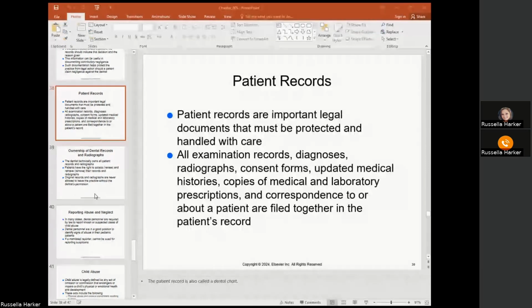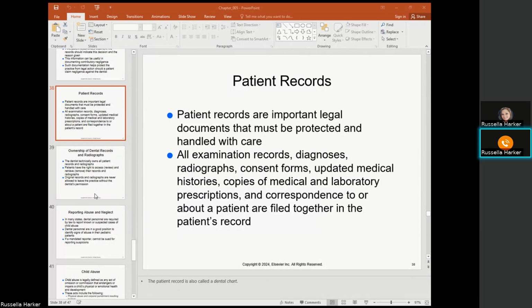Hi, we are going over the Modern Dental Assisting book, Chapter 5 today, and we are starting on page 35 where it says patient records. So, patient records are important. They are legal documents, so they have to be protected and handled with care.